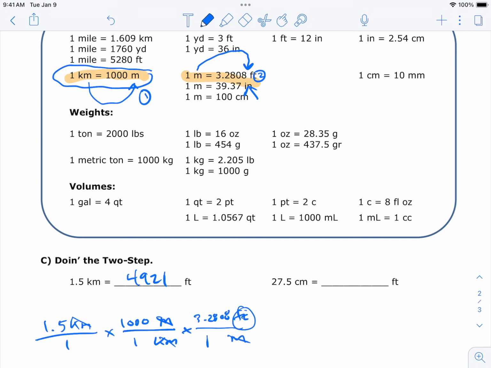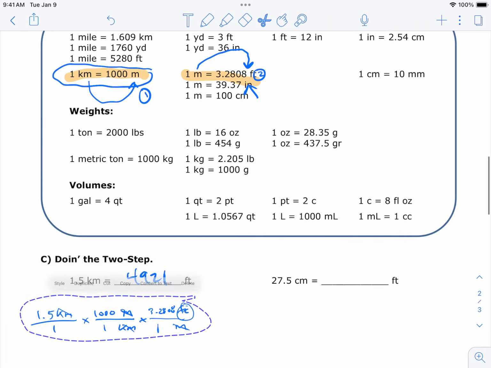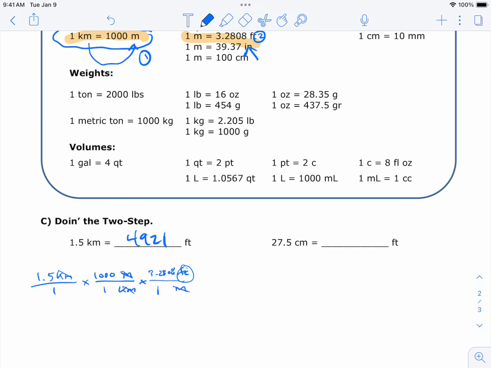If you're taking baby steps, it's 4,921 baby steps to go 1.5 kilometers. I don't think I want to count that high ever. But there, now we know. Let's see what this one looks like.